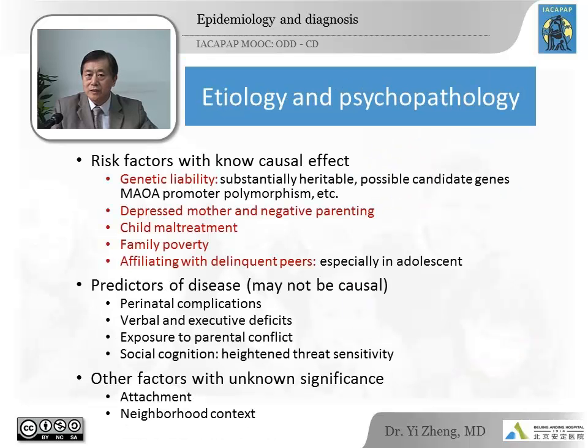The etiology of CD is complicated and undetermined. Some risk factors are known to have a causal effect on the onset of CD. These include genetic liability, possible candidate genes, MAOA, prenatal polymorphism, depressed mother and negative parenting, being maltreated as a child, family poverty, and affiliating with delinquent peers.